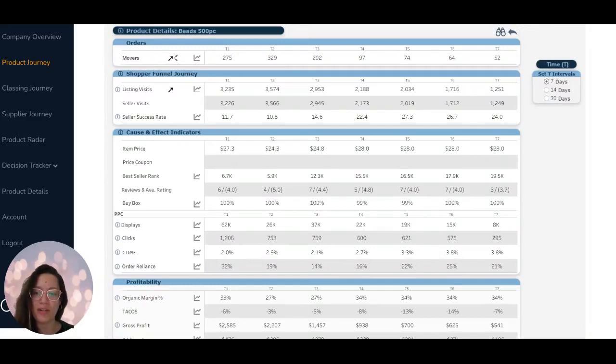Welcome to the product drill down. Here we see key metrics that allow us to make decisions on the product level. First, we have the order numbers.